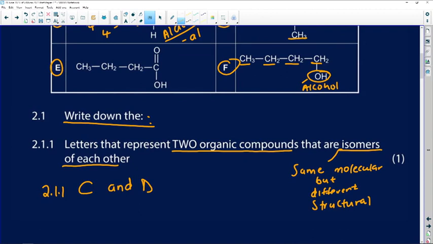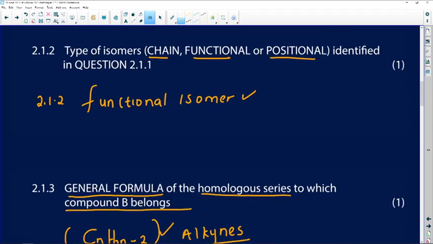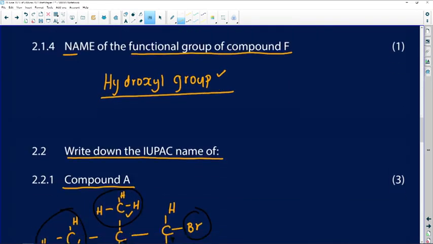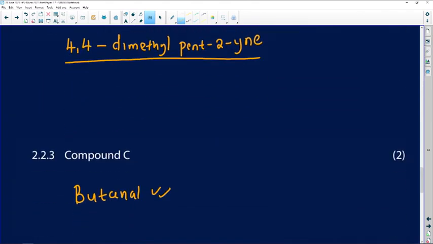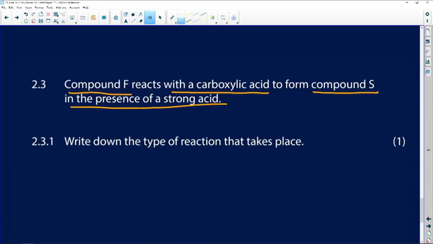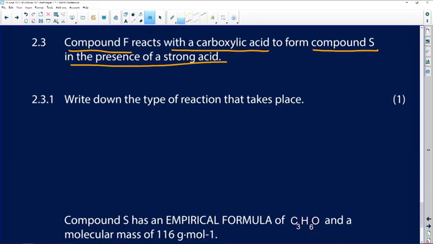Now, if we add a strong acid to that, we can also add the carboxylic acid, which will give us an ester. Our product will be an ester there. So we are doing esterification. But 2.3.1 says write down the type of reaction that takes place. And therefore, what do we have here? We have esterification.